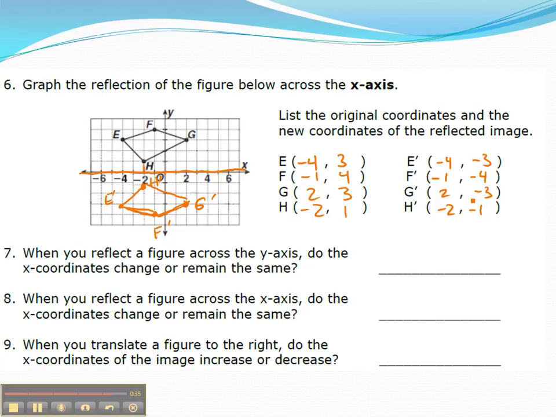And that's further confirmation that we did our reflection correctly, because you can see none of the x coordinates changed. If you're reflecting across the x-axis, the x coordinates do not change, but the y coordinates change to their opposites. And all of those positive y coordinates have changed to the negative y coordinates over here. Okay, we'll pick up the review with number 7 on the next video.